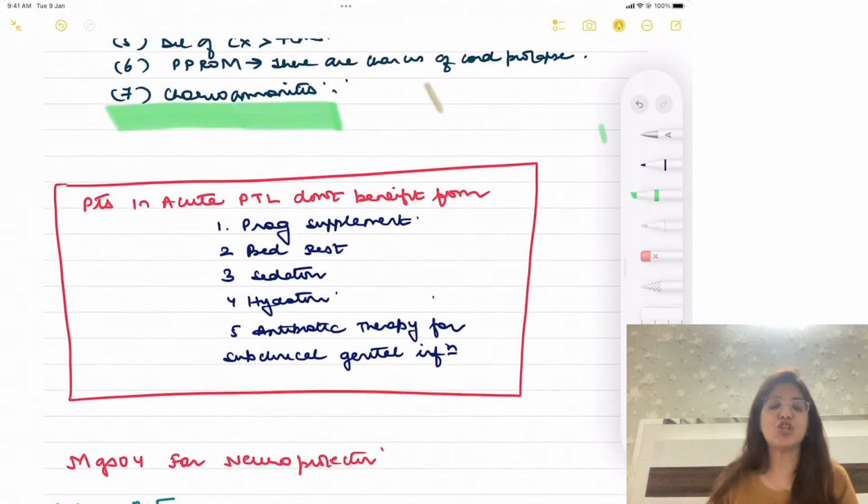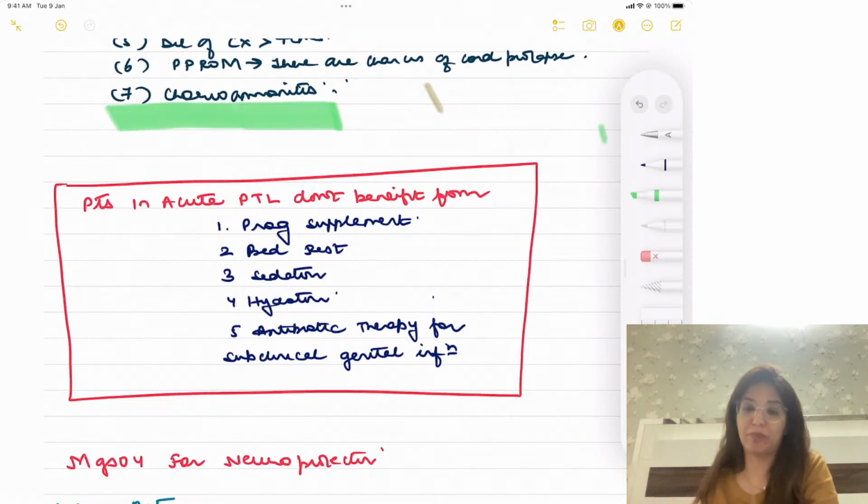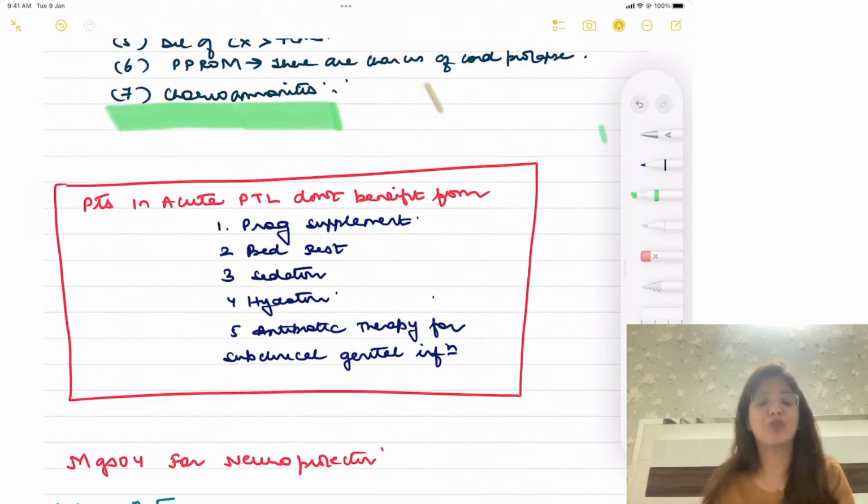Please remember, patients who are in acute preterm labor do not benefit from progesterone supplementation. Progesterone is a method to prevent preterm labor. It is not a method to treat preterm labor. It is not a tocolytic, right?